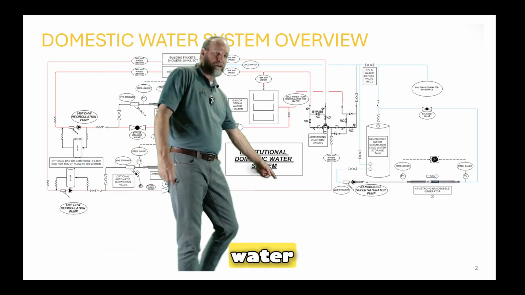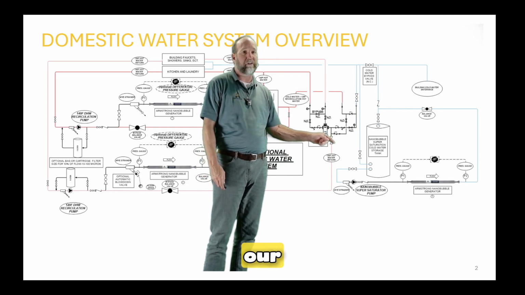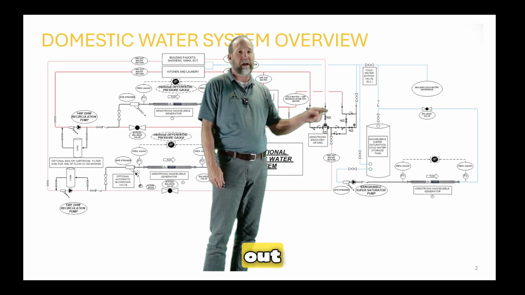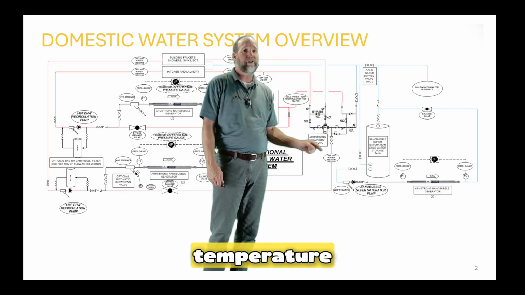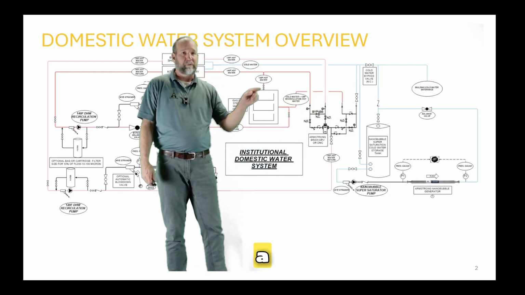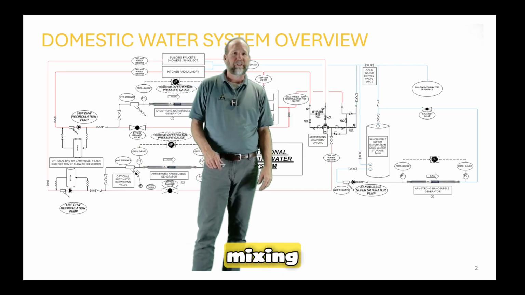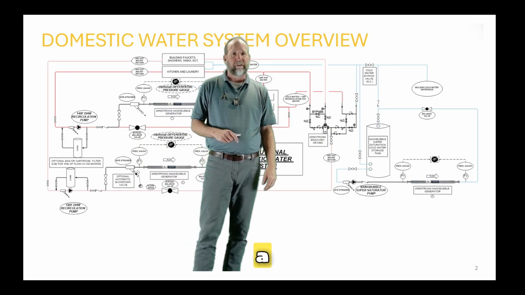But instead of that water going right back to the water heater, it goes up into our digital recirculating valve, where it can be redirected. It can either run back out to the system if it's at temperature, or it can go right along here, go back to the heater, where it can pick up a little bit more heat and go back out into the system. And when we get into the master mixing valves, we'll talk about that a little bit more.